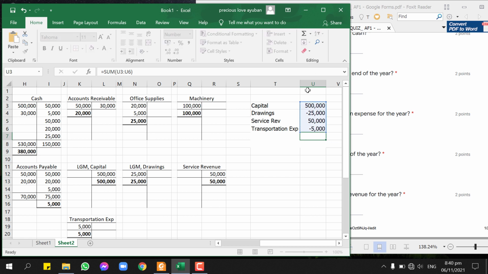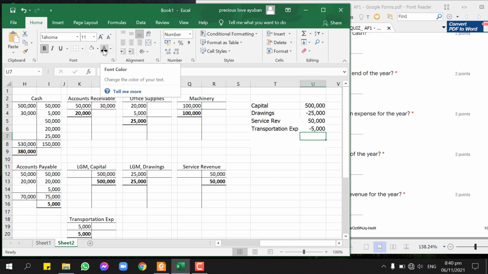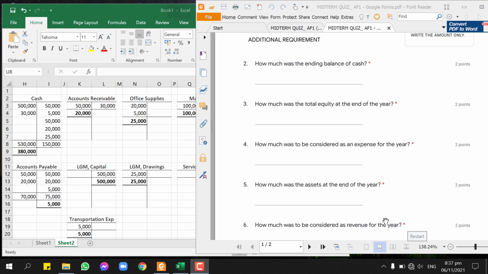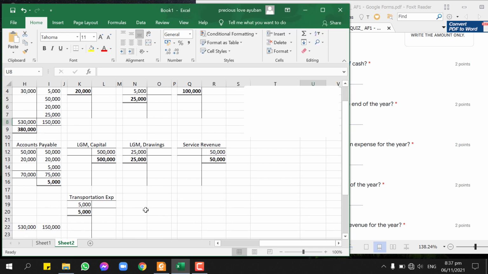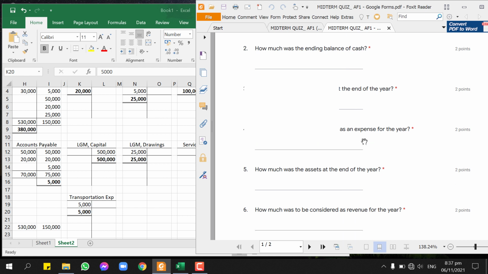And then, lastly, we have our transportation expense, which will also be deducted from our capital. So, ito total lang natin to. We have 500,000 less 25 plus 50,000 less 5,000. We have 520,000. So, ito yung ating total equity at the end of the year. Next question, how much was to be considered as an expense for the year? So, yung expense natin, nag-iisa lang naman to. Itong transportation expense of 5,000. So, answer natin is 5,000.